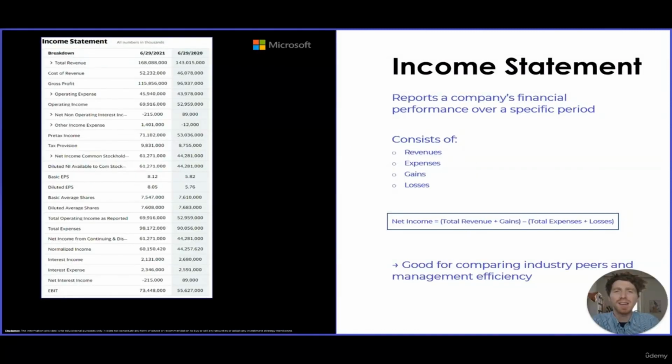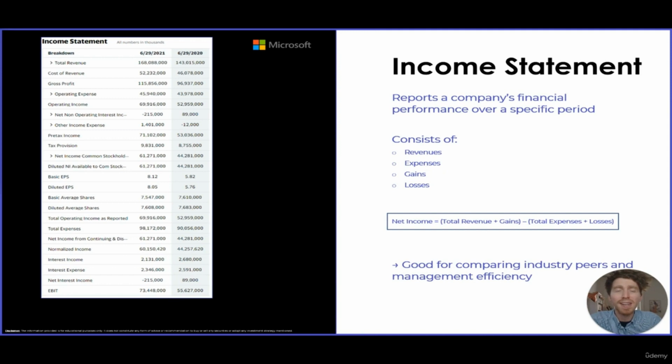In this lesson, I want to share with you what the income statement of a company is. So an income statement reports a company's financial performance over a specific period. So this is quite interesting to know as an investor, obviously, how a company was performing over a quarter, a year, or multiple years. Here in this case, I show you the income statement of Microsoft in the years 2020 and 2021.